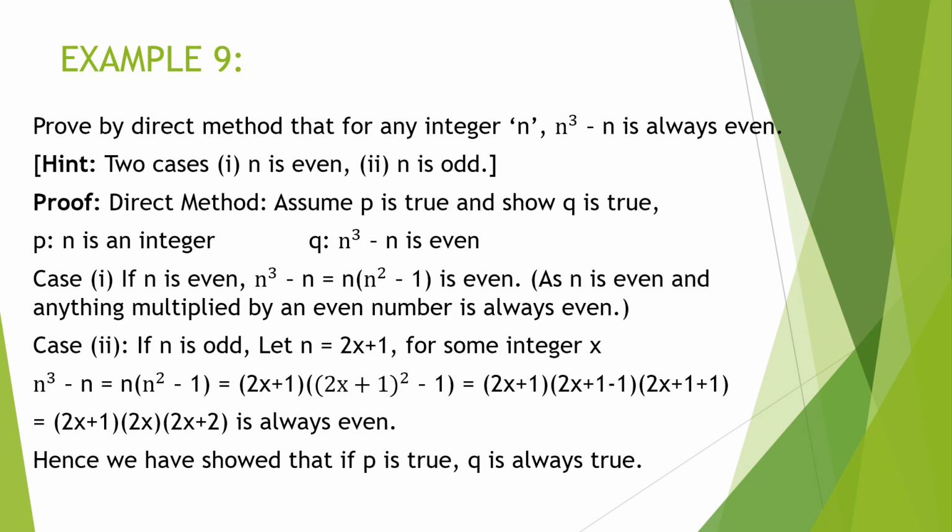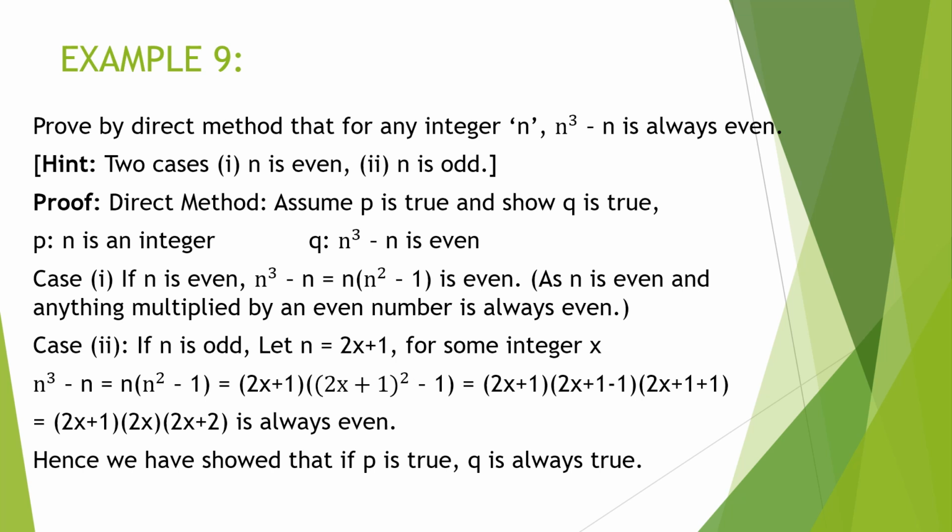Correct? So now first case is if n is even. Now if n is even, n cube minus n can be written as n into n square minus 1. And this will always be even. Why? Because n is even and anything you multiply by an even number, it will always be even. Correct? So in this case, it is proved. Second case, if n is odd.